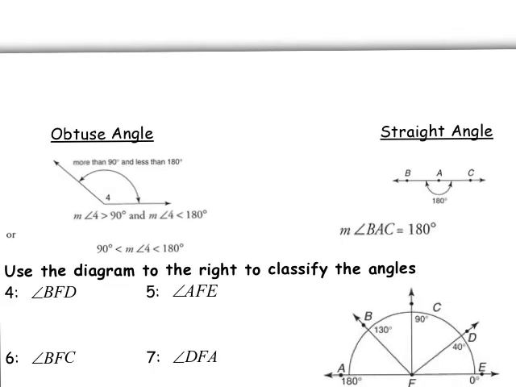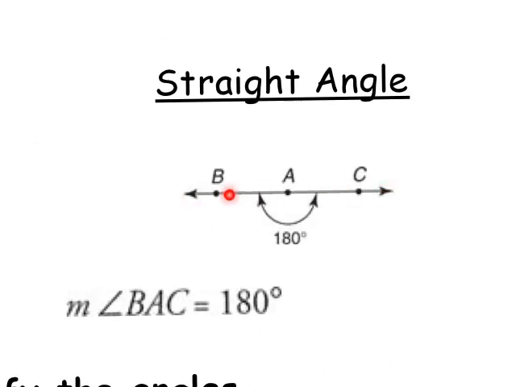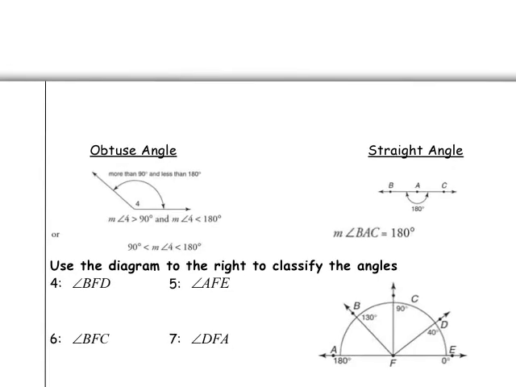And that's the next angle we're going to talk about over here. This is a straight angle, because a straight line always makes 180 degrees. And so once it gets up to here, we just call it a straight angle. We don't really call it obtuse anymore. So those are the different types of angles.